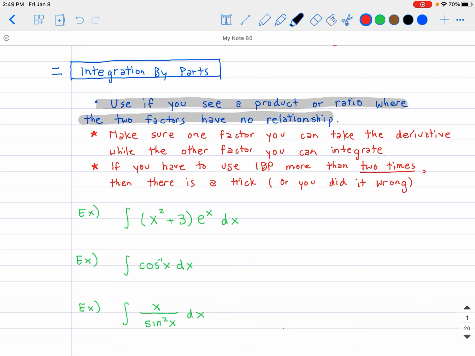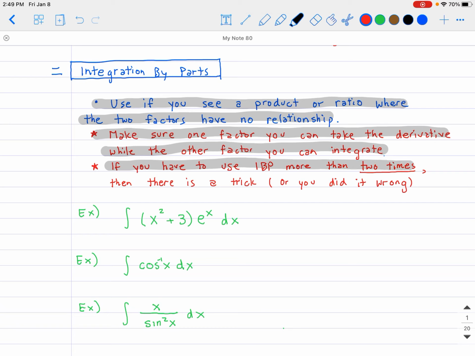Now, in order to use integration by parts, you've got to remember to make sure the following works. Make sure that one of the factors you can easily take the derivative of, while the other factor you're going to have to integrate. Because remember, you're setting one as u, the other one is going to be dv. And the final thing is that if you have to use integration by parts more than 2 times, then there is a trick to it, or you might have just done it wrong. So it could be one of those cases. So here are some examples of integration by parts.